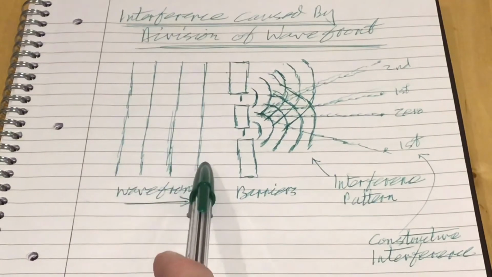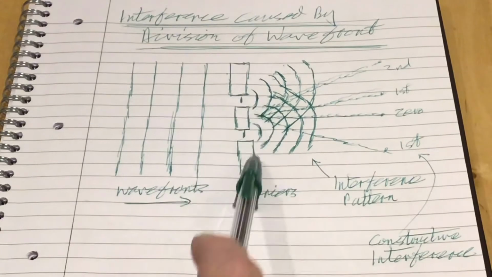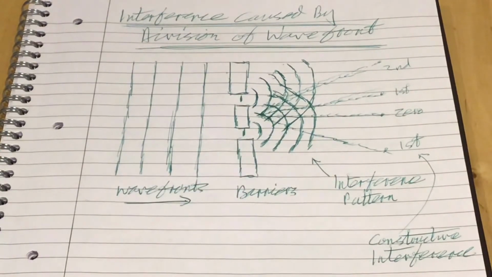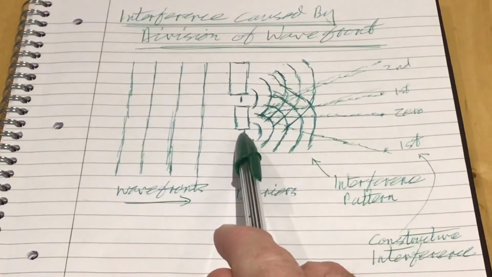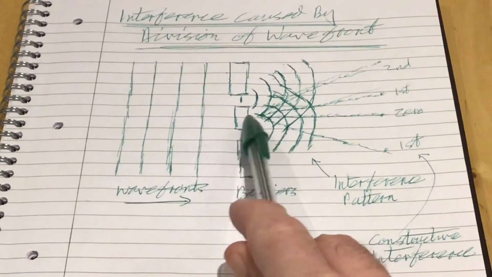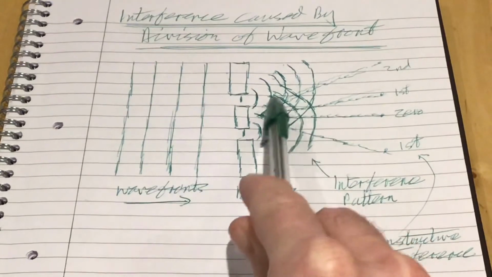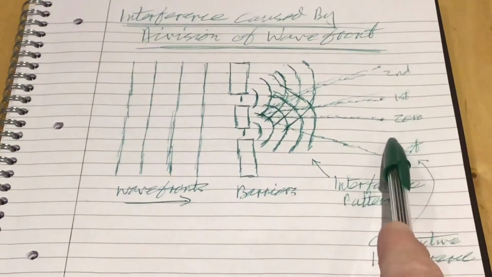Here we have four wavefronts travelling left to right, encountering a barrier with two gaps in it, so you should be recognising Young's double slits experiment. And the wavefronts pass through the two gaps in the barrier, and start producing curved semicircular wavefronts, which then interfere with each other and produce a series of maxima over here.